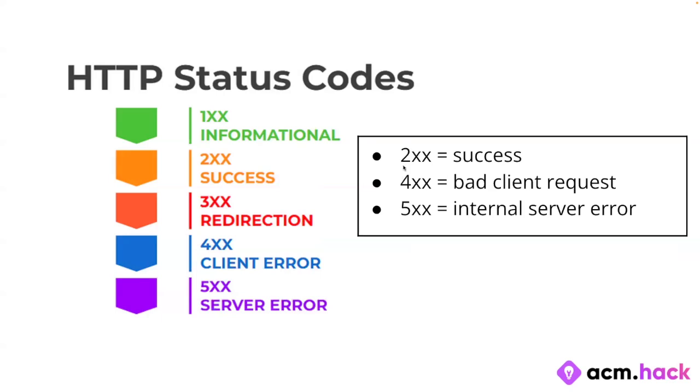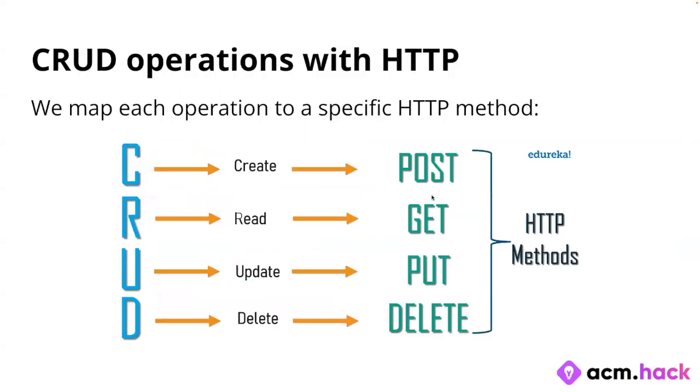So if it's 4, that means something is wrong in your front end or in the request that you're sending. Or if it's a 5, that means something is wrong in your server. Maybe your server is not handling that request correctly. Maybe your server is not taking in that request correctly. So something's wrong and you need to fix that.